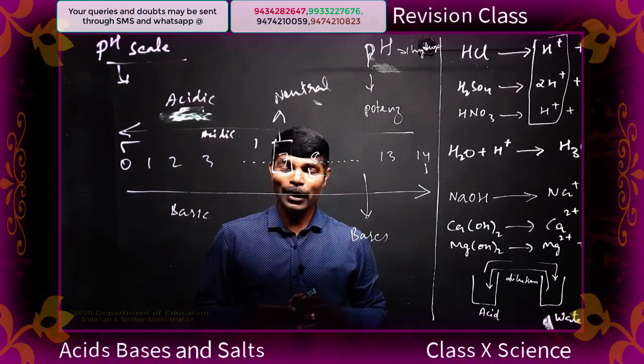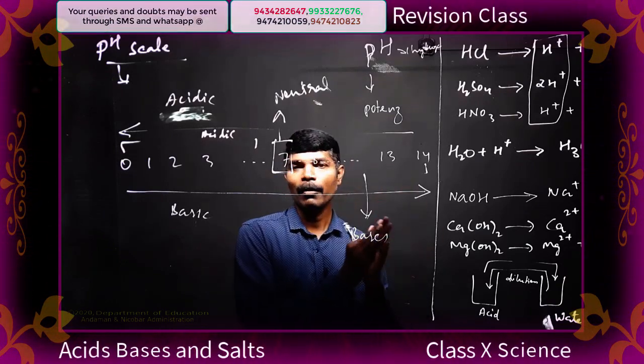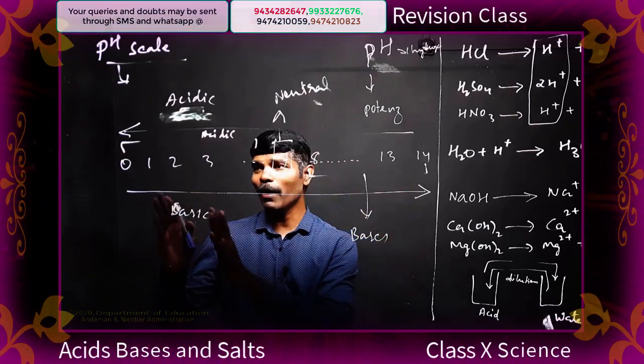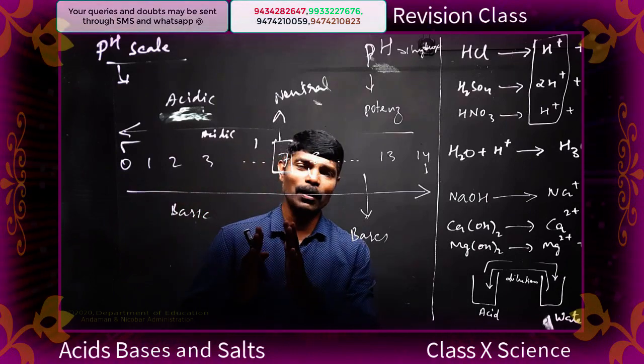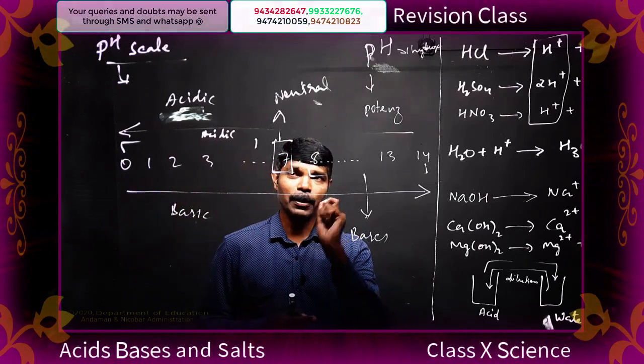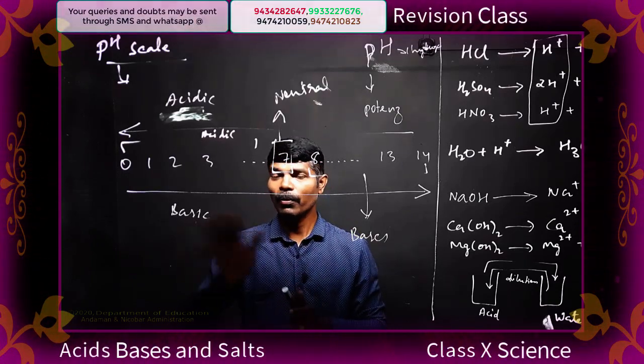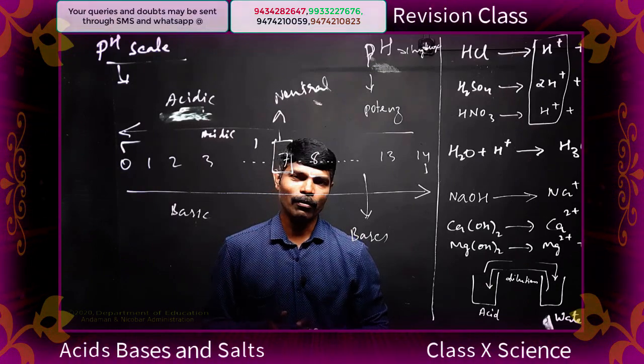So if the pH value is between 8 and 14, it will be a base, and the pH value ranging from 0 to 6 will be considered as acid, and the substance which has pH value 7 will be neutral. So this way we can identify the strength of the acid.